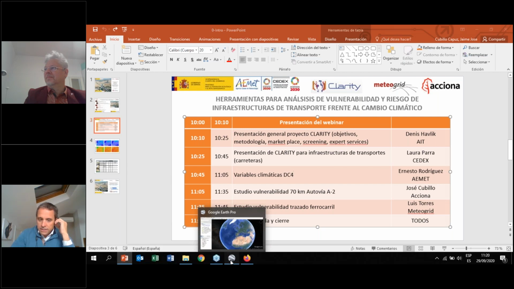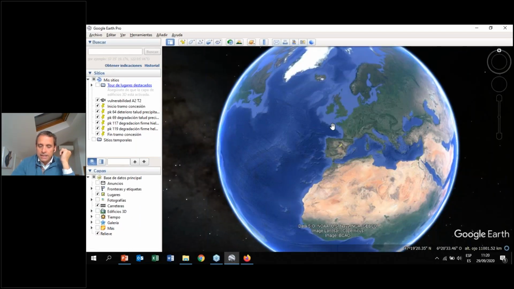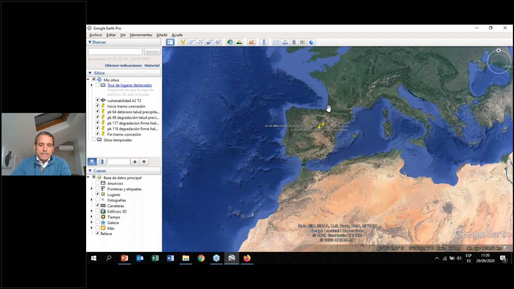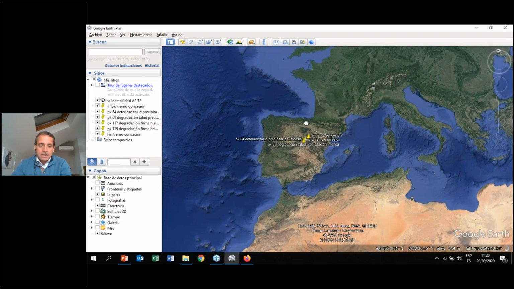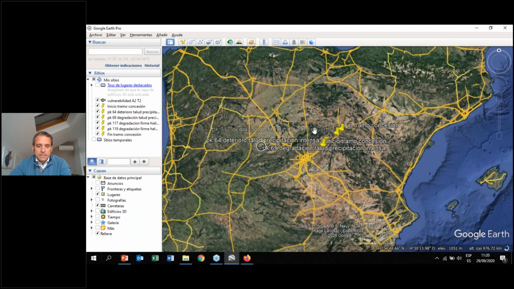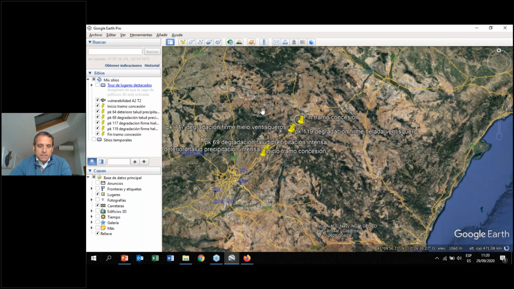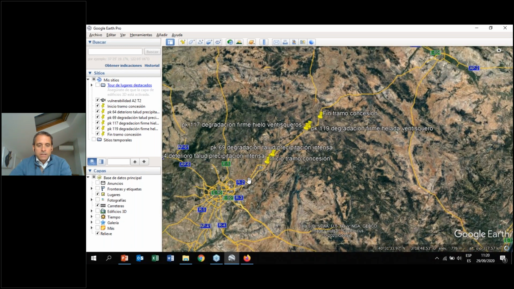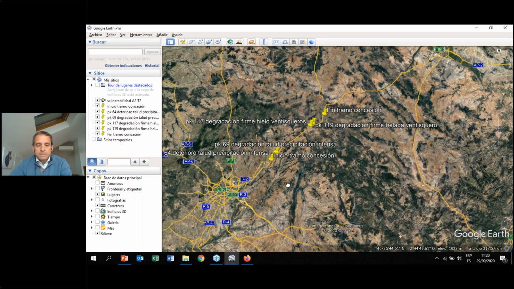You right now is after the introduction from my colleagues and the explanation about why to invest efforts on this. It's a clear example in a highway, in a study of a 70 kilometer track of highway in Spain, for transport infrastructure. Just to give you an overview, where it is located: it goes from near Madrid, about 35 kilometers away from Madrid.